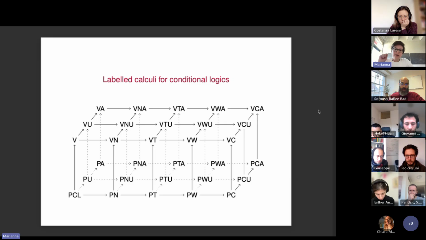And now in the second part, I want to discuss proof systems, specifically labeled calculi for conditional logics. How much time do I have? So I think you can go on up to 20 minutes. Oh, okay. Then I don't have to rush too much. I might also take a bit less time. Let's see. I'm super happy to be interrupted, so no worries. Okay, thanks.